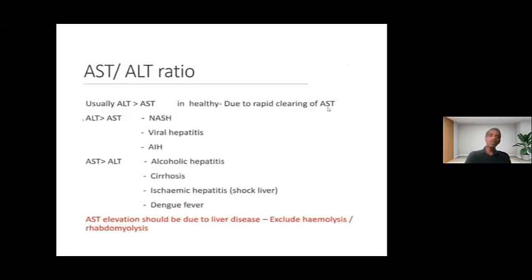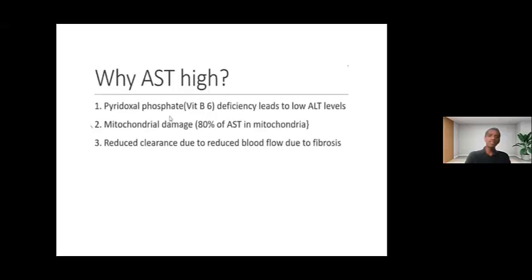In cirrhosis, what happens is that there is a vitamin B6 deficiency, which leads to a lower level of ALT, because you need vitamin B6 to produce the ALT. So if there is a deficiency, like in cirrhosis, you will see a low level of ALT. And the other thing is, in cirrhosis you will have cell death, where you will have mitochondrial damage. 80% of the AST is in the mitochondria. So if there is cell death, you will see a high level of AST.